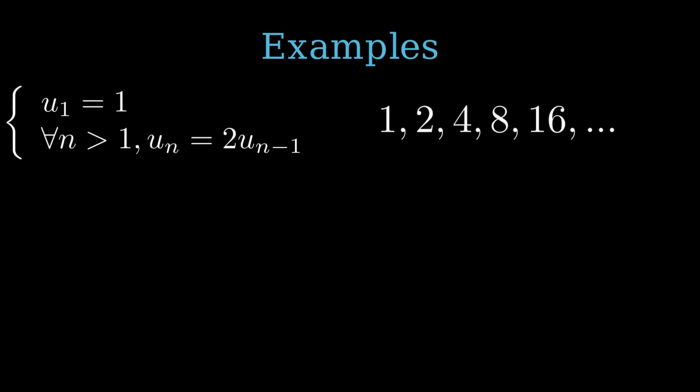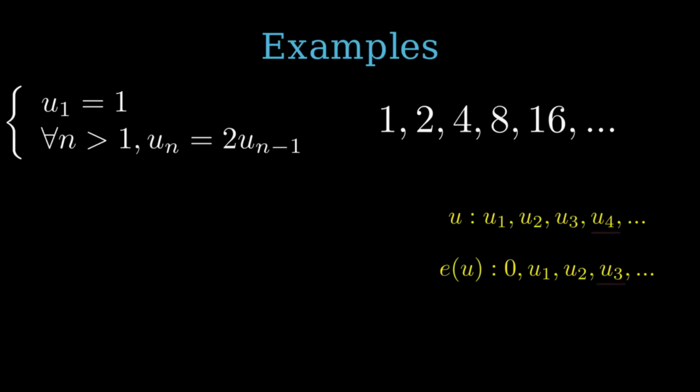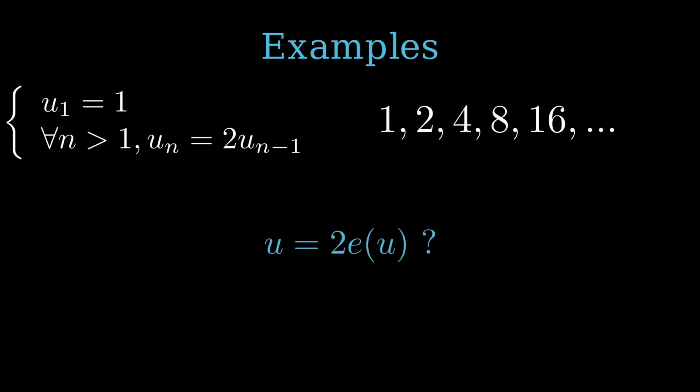Let's take this geometric sequence and let's try to find its supersum. The goal is to use the function E from the stability property. We can notice that the nth term of E of u is the (n-1)th term of u. So you might think that we can rewrite the recurrence formula like this.